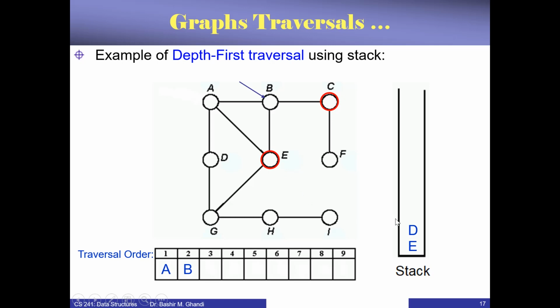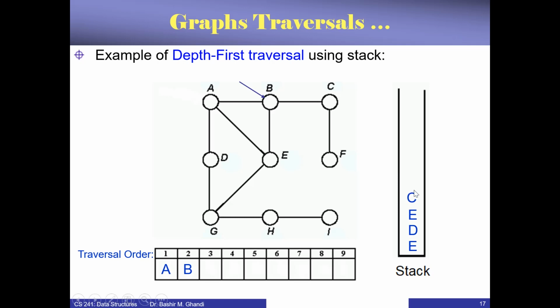We will see that there is no problem because when we pop, we don't visit directly. We have to check. If a vertex was visited before, we don't visit it again. So we're going to push again in reverse order, E followed by C. Okay, so that is the end of our second iteration.